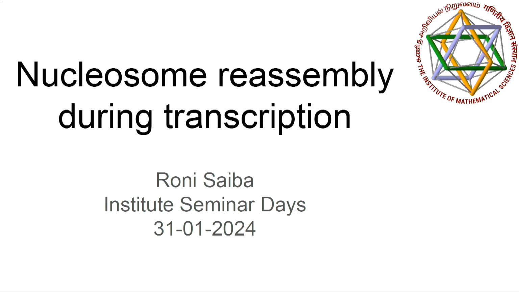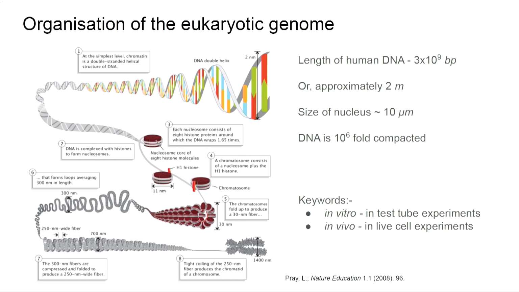Before I begin, I would like to go over some basics, which is what Rohit was mentioning earlier in his presentation. The length of human DNA is on the order of 10 to the power 9 base pairs. If you arrange the DNA in single strands, it's about 2 meters, whereas the size of the nucleus is in microns. So DNA has to be compacted about 10 to the power 6-fold.